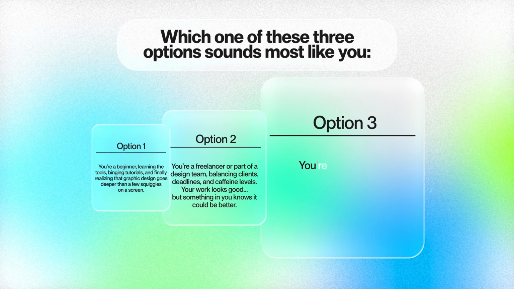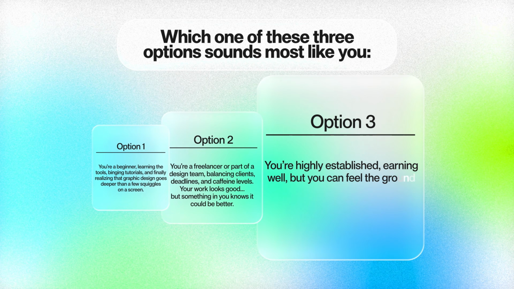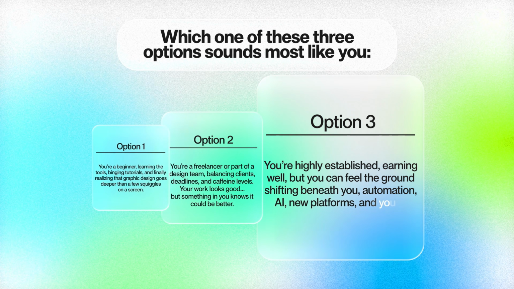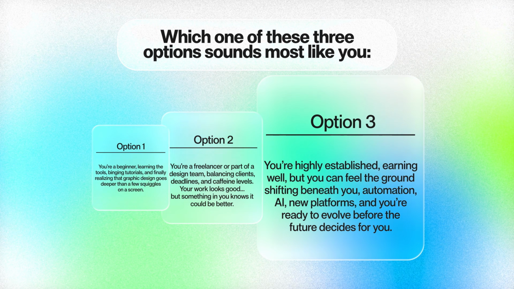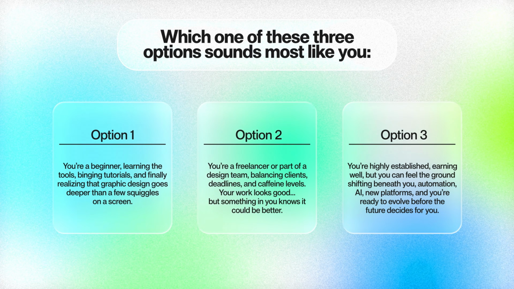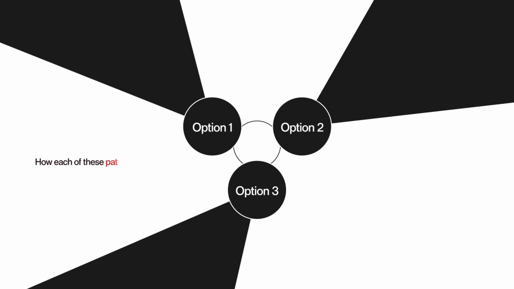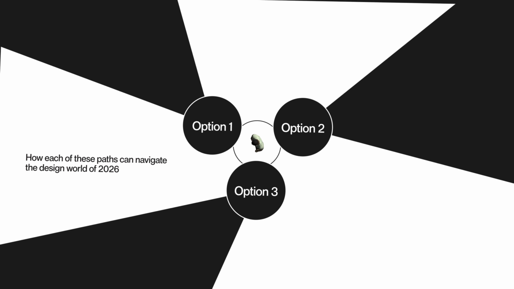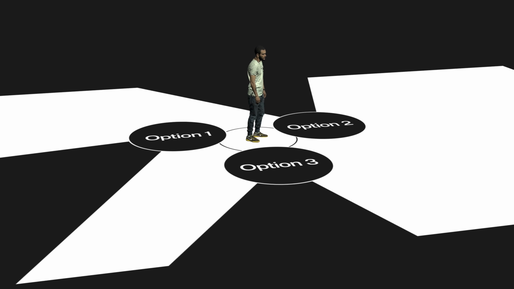Option 3, you're a highly established designer, earning very well, but you feel like the ground is shifting beneath you and things like automation, AI, and new platforms are just creeping in, and you're ready to evolve before the future decides for you. So have you got your answer? Okay, perfect. Because from this point on, I'm going to show you how exactly each of these different paths can be navigated in the world of design in 2026, and how to move from where you are right now to where you actually belong as a designer.